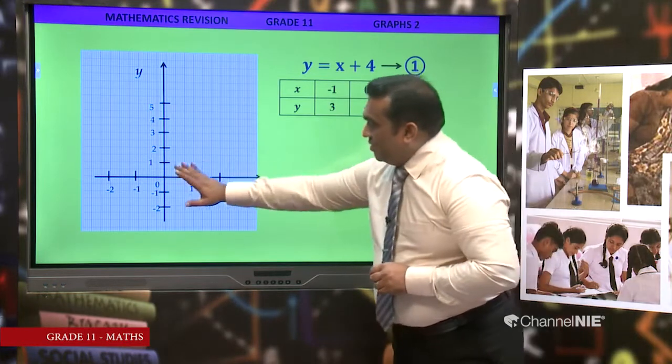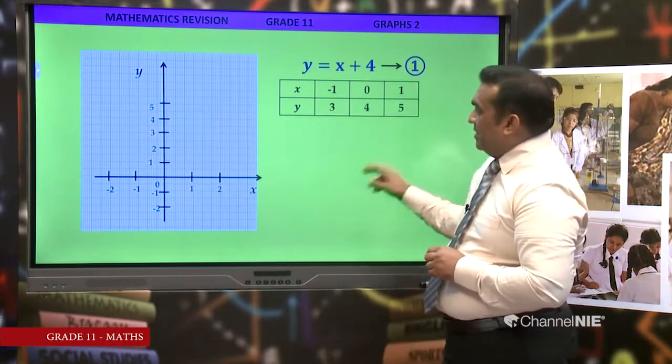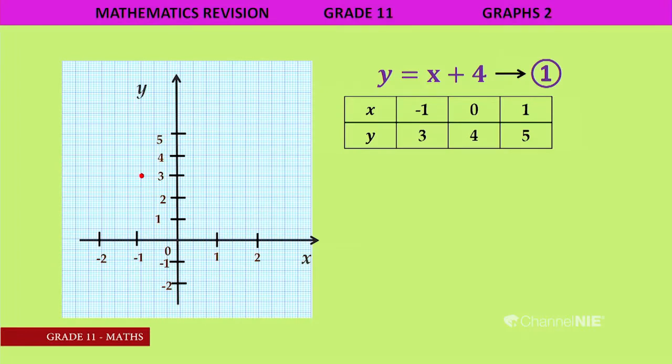Now this is the scale. You can mark points like this: minus 1, 3; 0, 4; then 1, 5. Now you can join. After joining, you have the straight line of the equation y equals x plus 4.